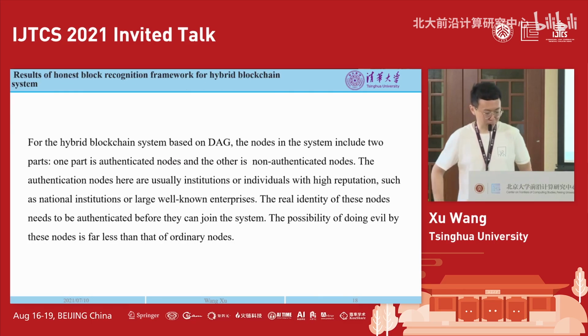Next, we propose another honest block identification framework, especially for the hybrid blockchain system. First, we need to introduce the hybrid blockchain system.